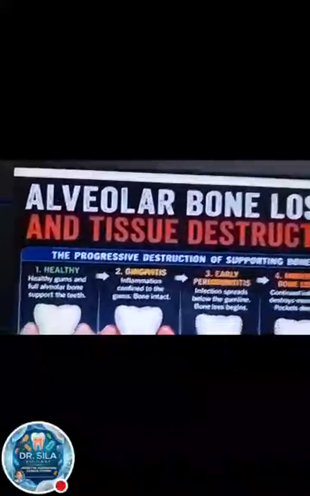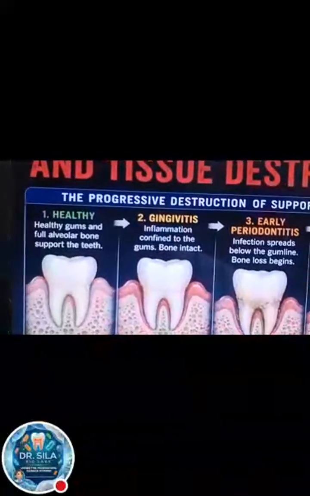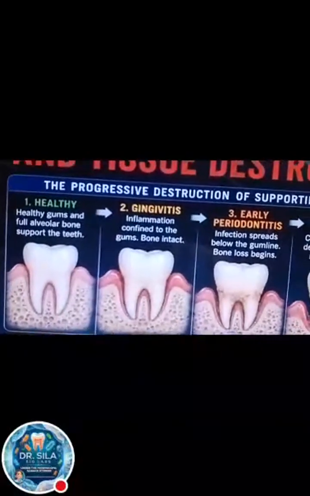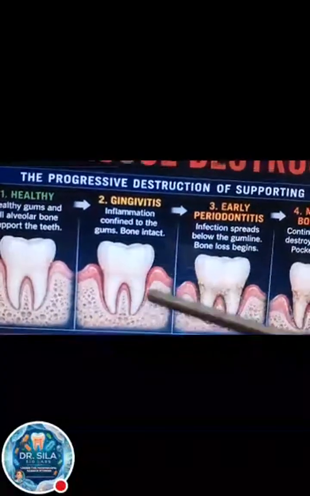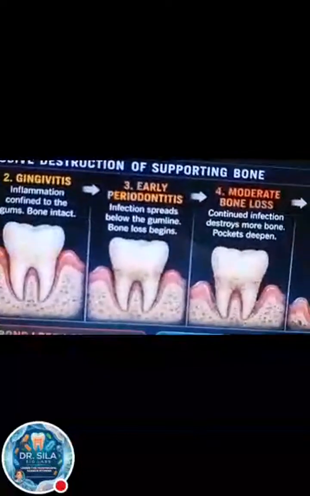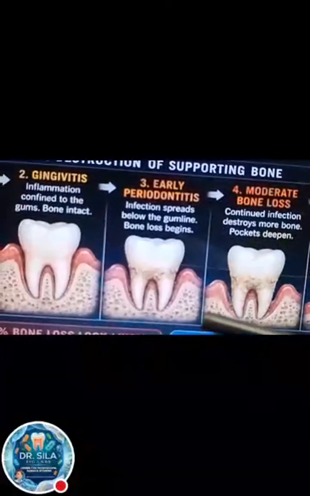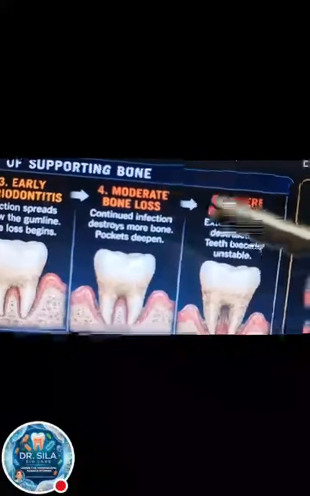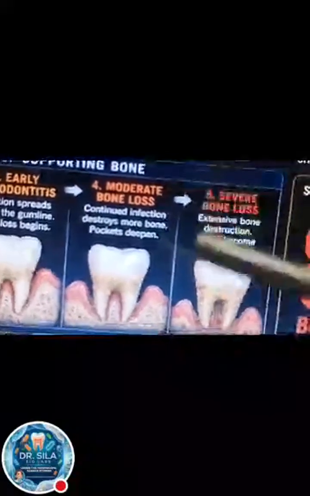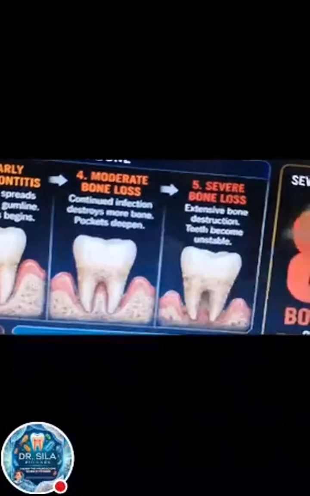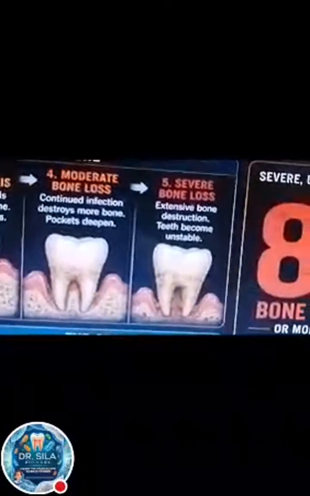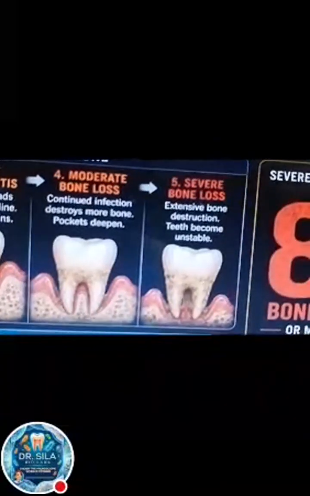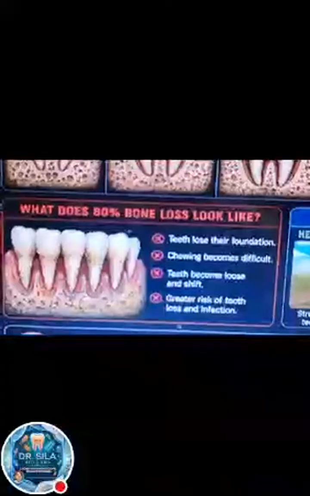Okay, alveolar bone loss and the tissue destruction. Healthy teeth, healthy gums, and full alveolar bone support. Gingivitis, inflammation confined to the gums. Early periodontitis, below the gum line, bone loss begins. Moderate bone loss, continued infection destroys the bone, deepening the pockets. Severe bone loss, extensive destruction, teeth become unstable and then fall out.